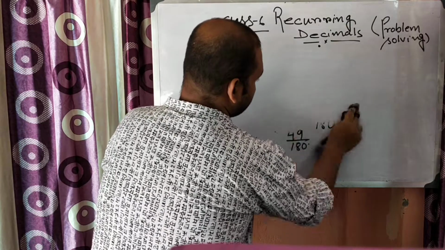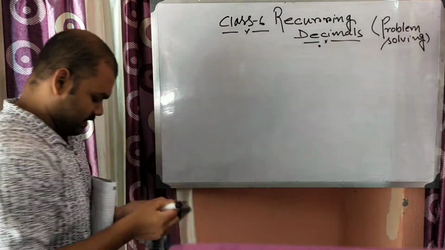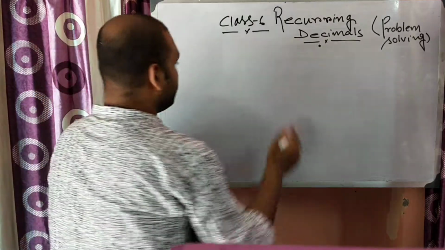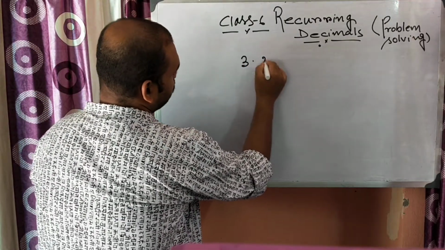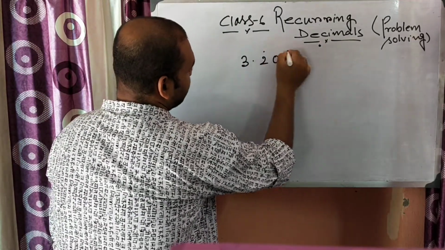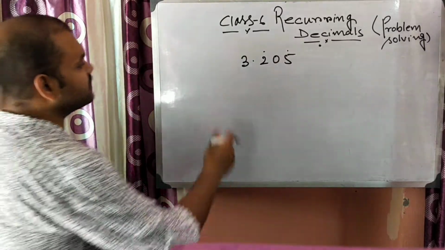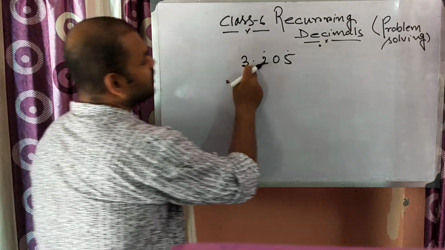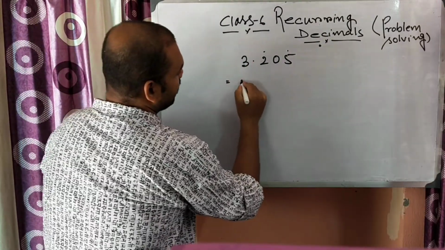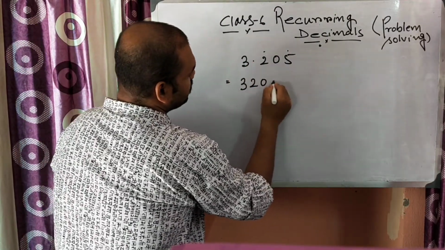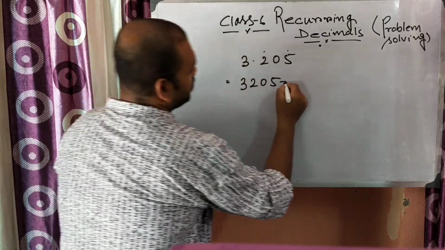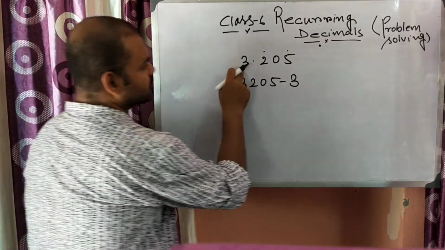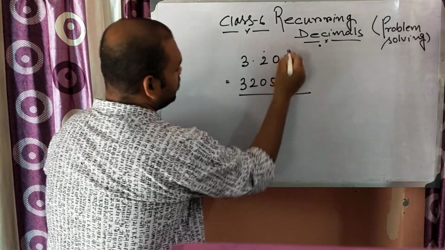Next sum is, let me check. The next sum is for the number 3.205 with recurring digits here. In this case, is this mixed or pure? This is pure, because after the point a recurring digit is there. So write down 3 2 0 5, and we need to subtract 3 from it, because this is the non-recurring term.